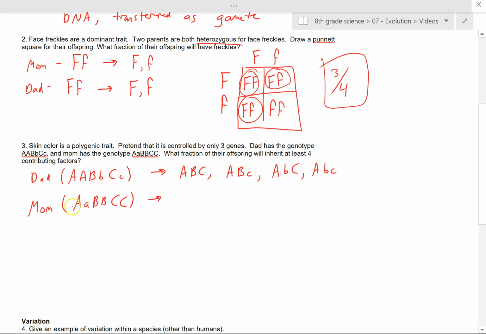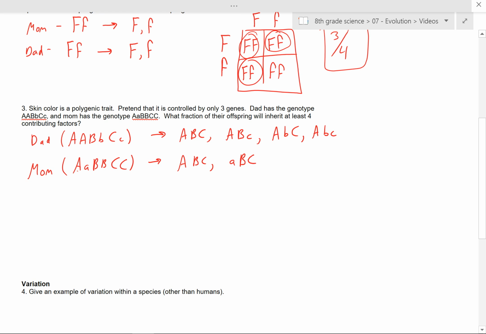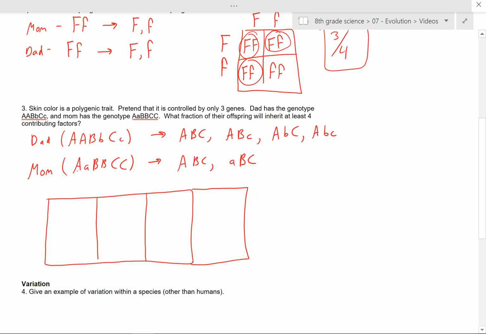From mom, she has to give a big B and a big C. So the only variation from mom is going to be a big A with a big B and big C, or a little a with a big B and a big C. All right. Next step is to make a Punnett square for these. Let's see, probably need a little more space. There we go. We'll put dad's gametes up top and mom's on the side.